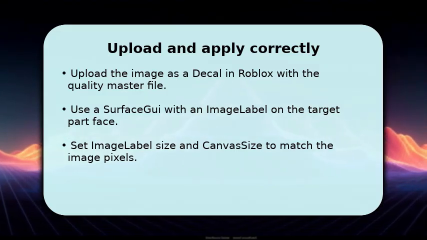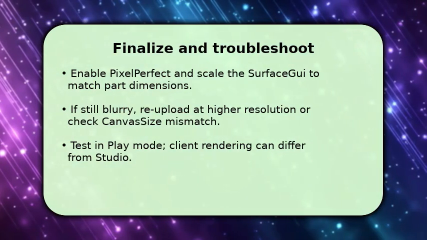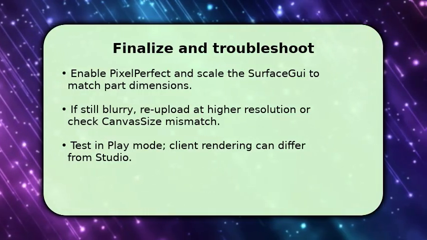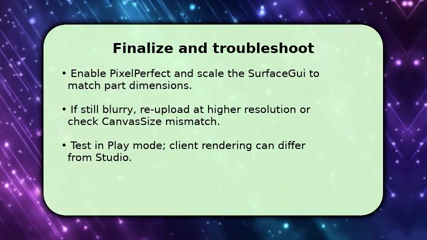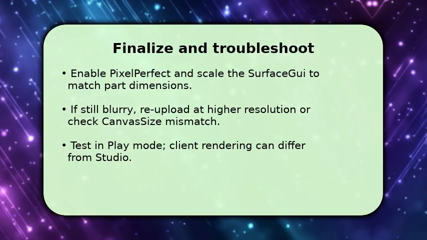Finish by enabling pixel-accurate settings. Turn on Pixel Perfect on the image label and adjust surface GUI studs per pixel scaling to match the part size so the image isn't upscaled. Once done, test in play mode because Studio Preview can hide runtime artifacts.